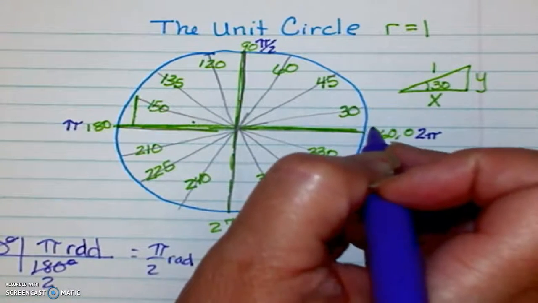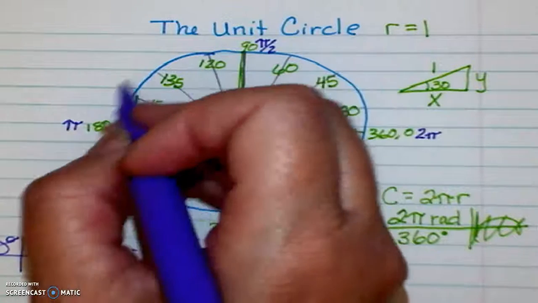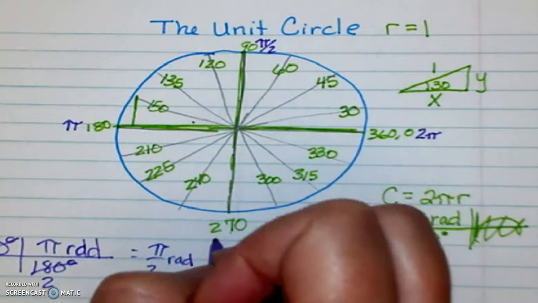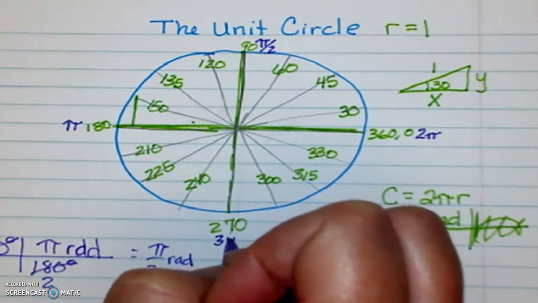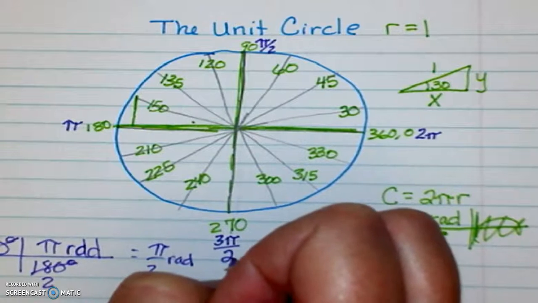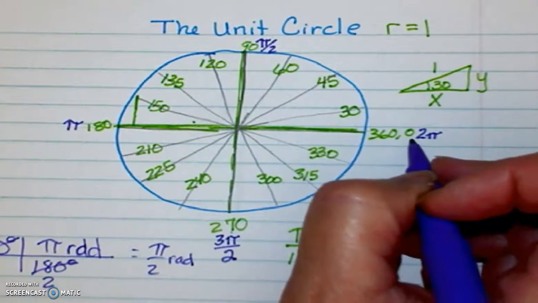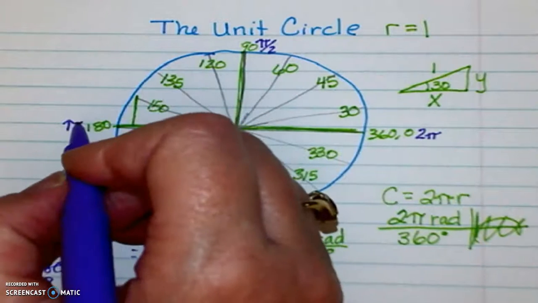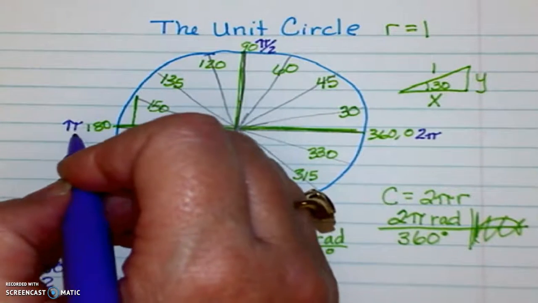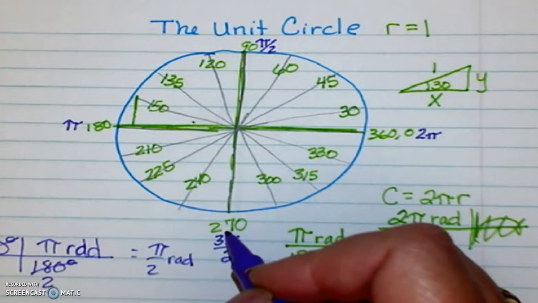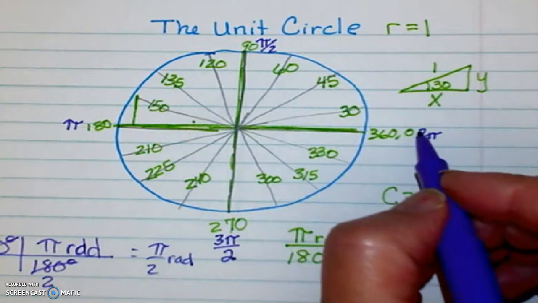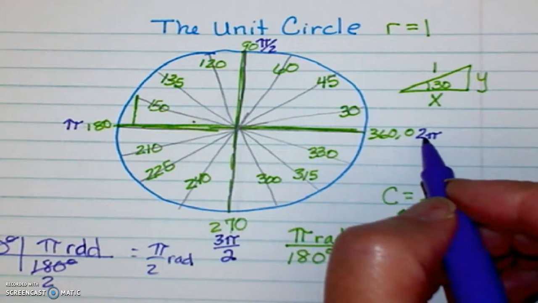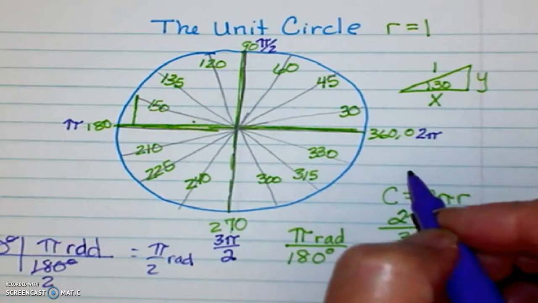So I have 0, I have a half pi, and this 270 would be the same thing as 3 pi over 2, and 4 pi over 2. So you have 1 pi over 2, 2 pi over 2 reduces down to pi, 3 pi over 2, and 4 pi over 2 reduces down to just 2 pi.